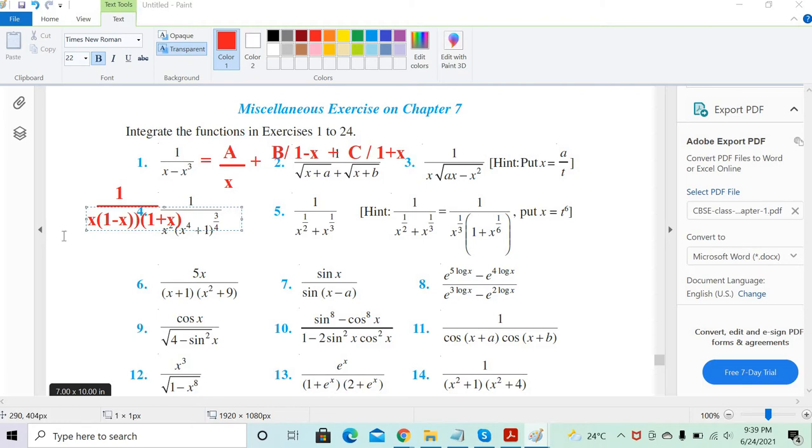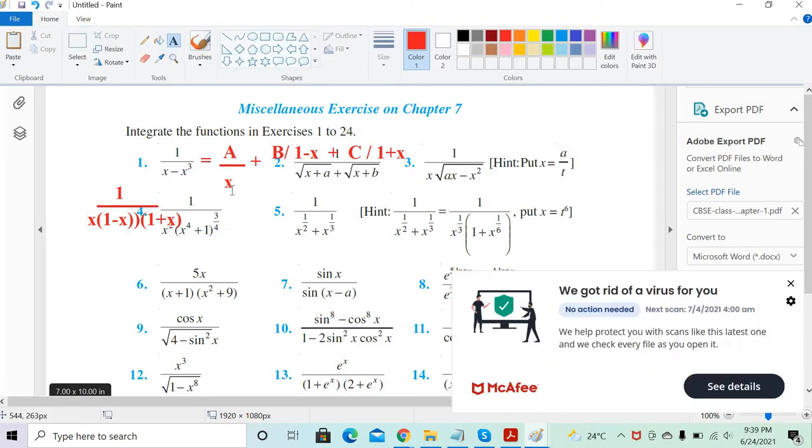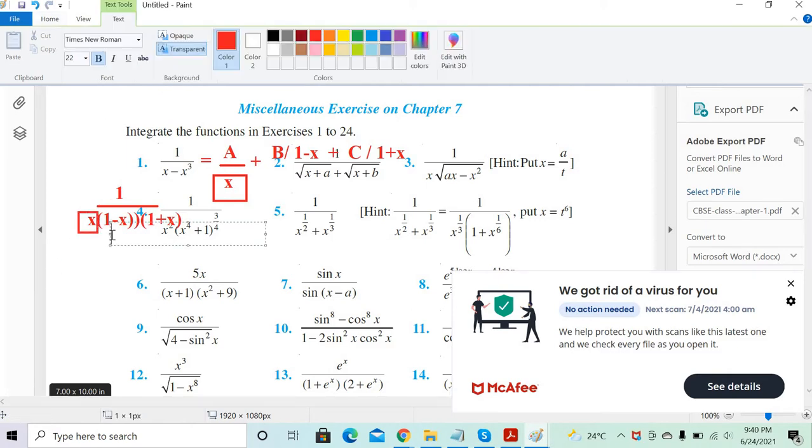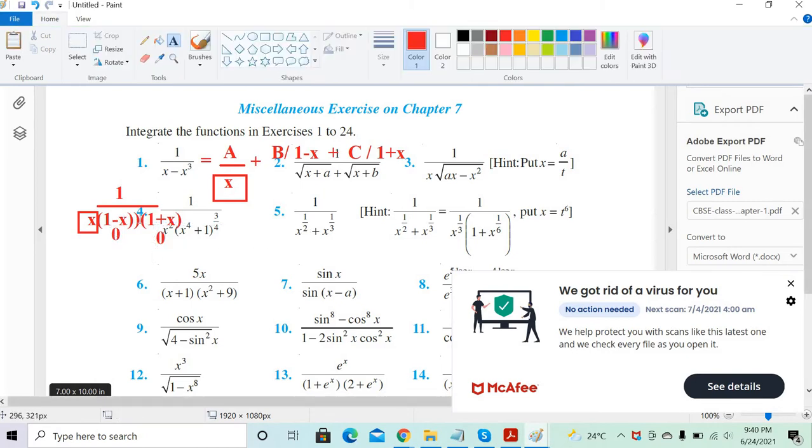Here we want to find A, so the term x is 0. You put x equal to 0, not here, everywhere except this part. So 1 minus 0 into 1 plus 0 is 1. The numerator you got is 1, so the A value will be 1. Put x as 0 here and here and solve it: 1 minus 0 is 1, 1 plus 0 is 1, so 1 by 1, A becomes 1.